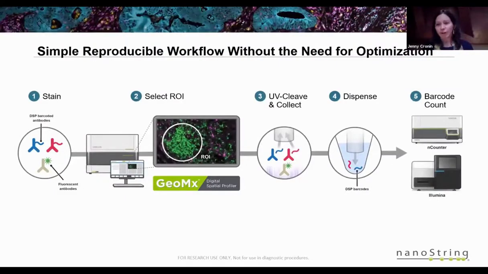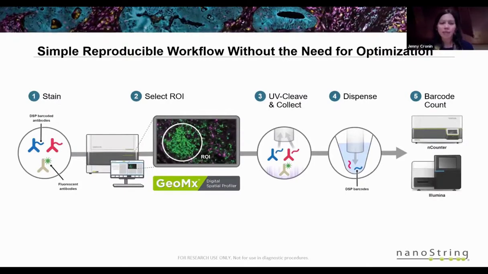As you've likely already heard during the conference, the GeoMx Digital Spatial Profiler uses our patented DNA barcoding technology to attach synthetic DNA oligonucleotide barcodes to antibodies or to RNA probes. And this enables you to spatially profile your tissue in any region of interest. So we can walk through our simple workflow here.